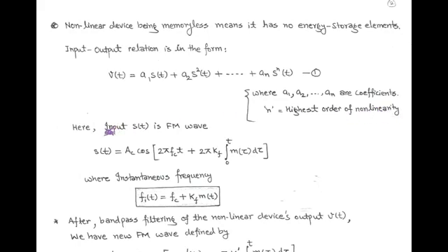Also, the equation of the input, that is the narrowband FM, is given by s(t) equals Ac cos within brackets 2 pi fc t plus 2 pi kf integral of m(tau) d tau. Here the instantaneous frequency is equal to fc plus kf times m(t). Here kf is called the frequency sensitivity of the modulator.